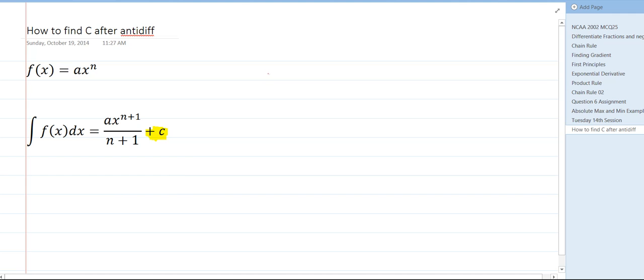Let's say I tell you the derivative of an equation is equal to 1 on x squared. So the derivative of something is going to give you 1 on x squared. That's what I'm saying. So y equals something, and the derivative of that is going to give you 1 on x squared. The other piece of information that I'm going to give you is that when y is equal to 1, then x also equals 1.